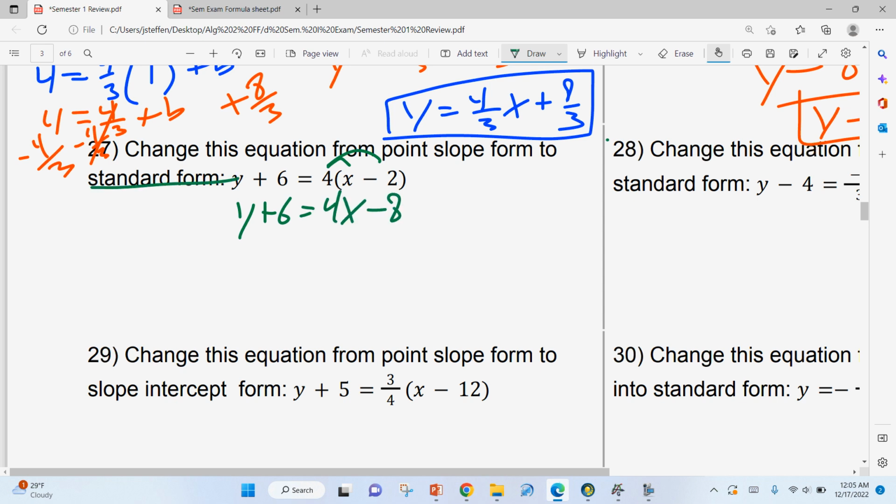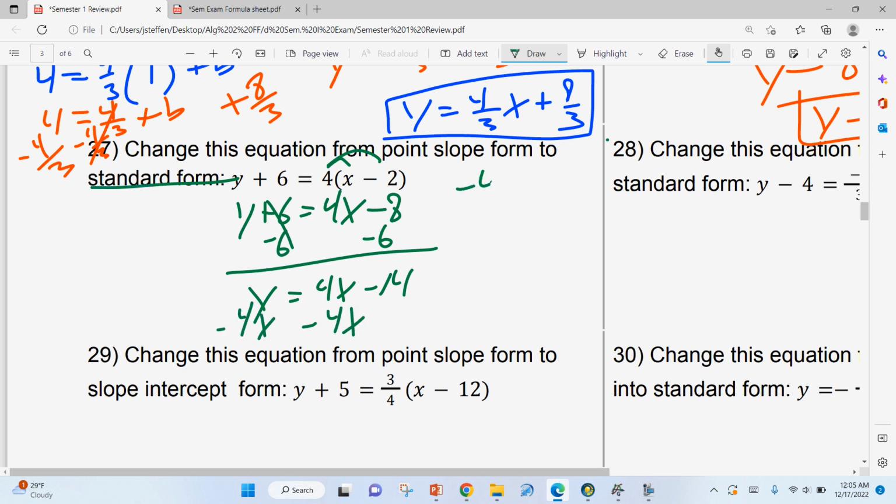Now remember, we're going to standard form, so I want the x and the y on the same side, all the constants on the other side. So y is equal to 4x minus 14. Last step, get the x on the other side. So we have negative 4x plus y is equal to negative 14.